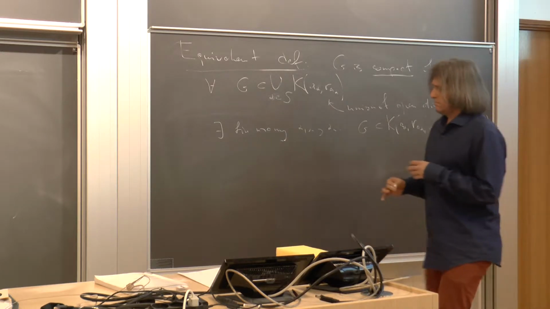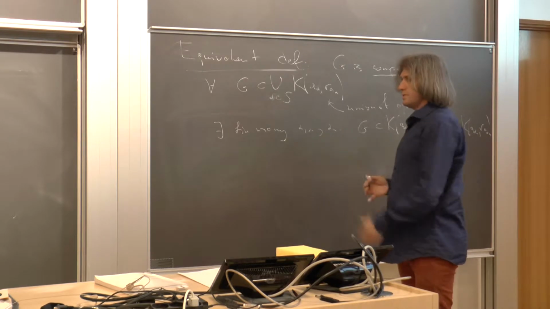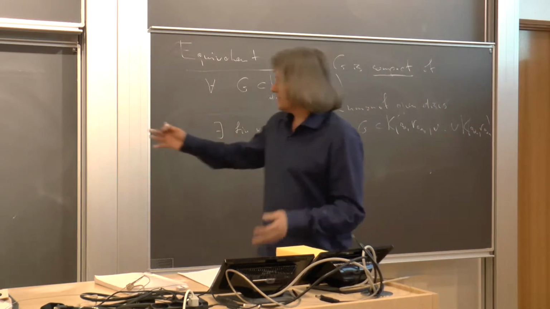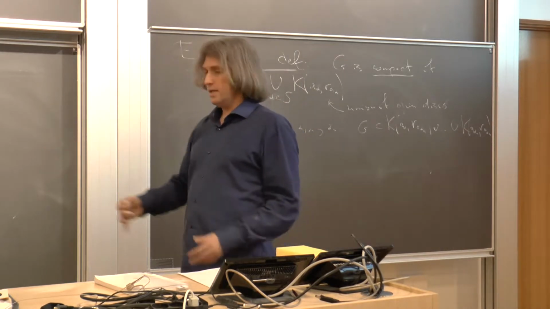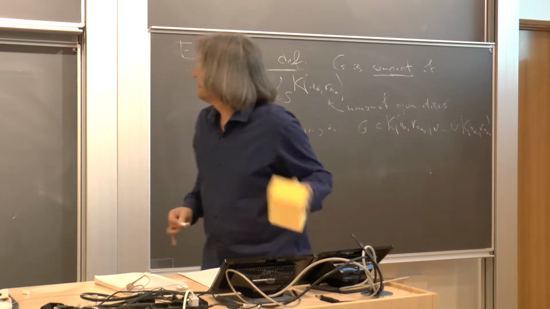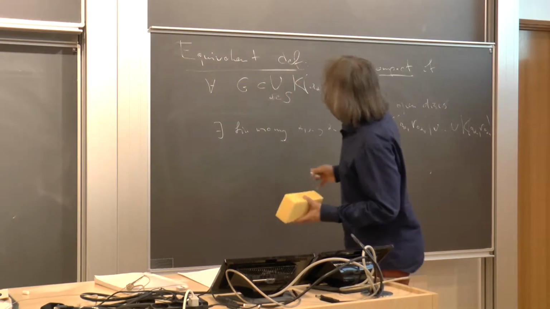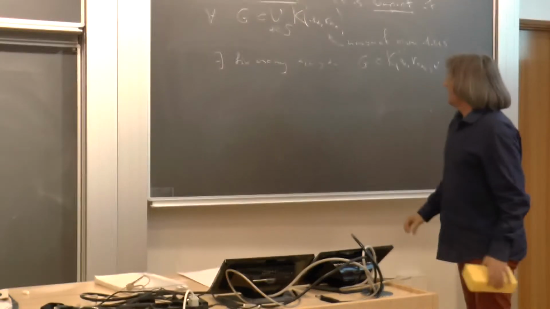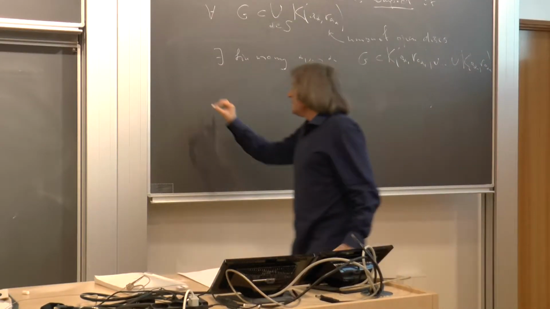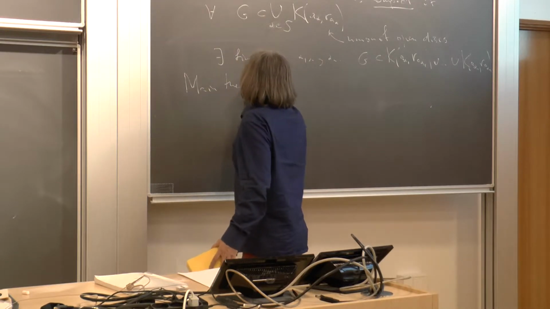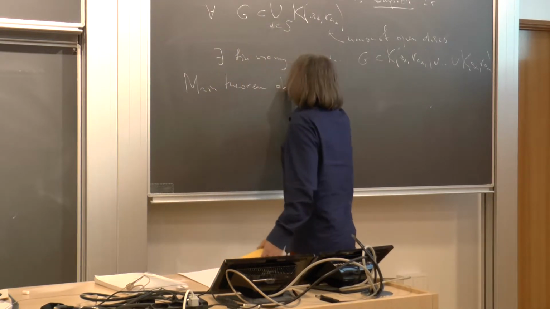So looking at these two, you see that the difference is not great because any open set is a union of open disks. So at least in one direction it's clear that one implies the other, but you can go backwards as well. So main theorem about compact sets.